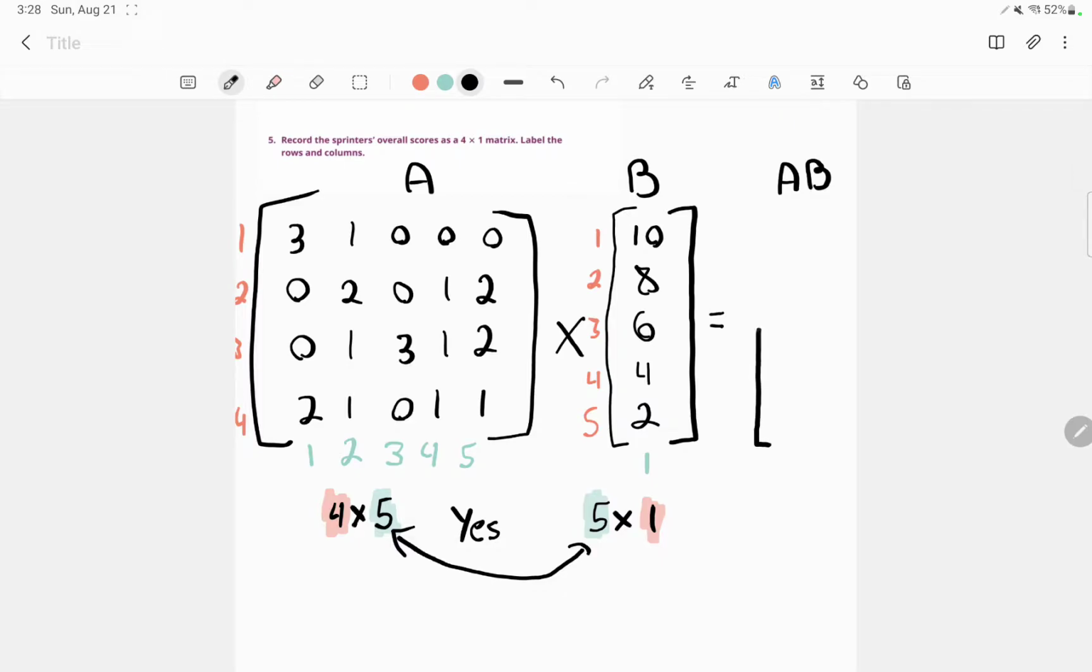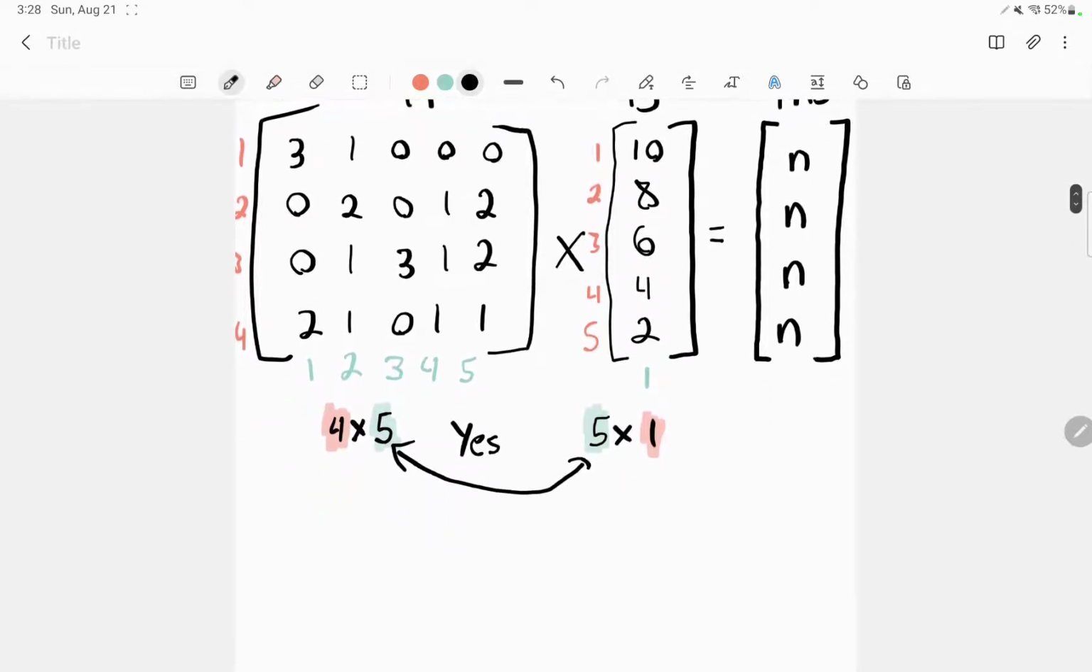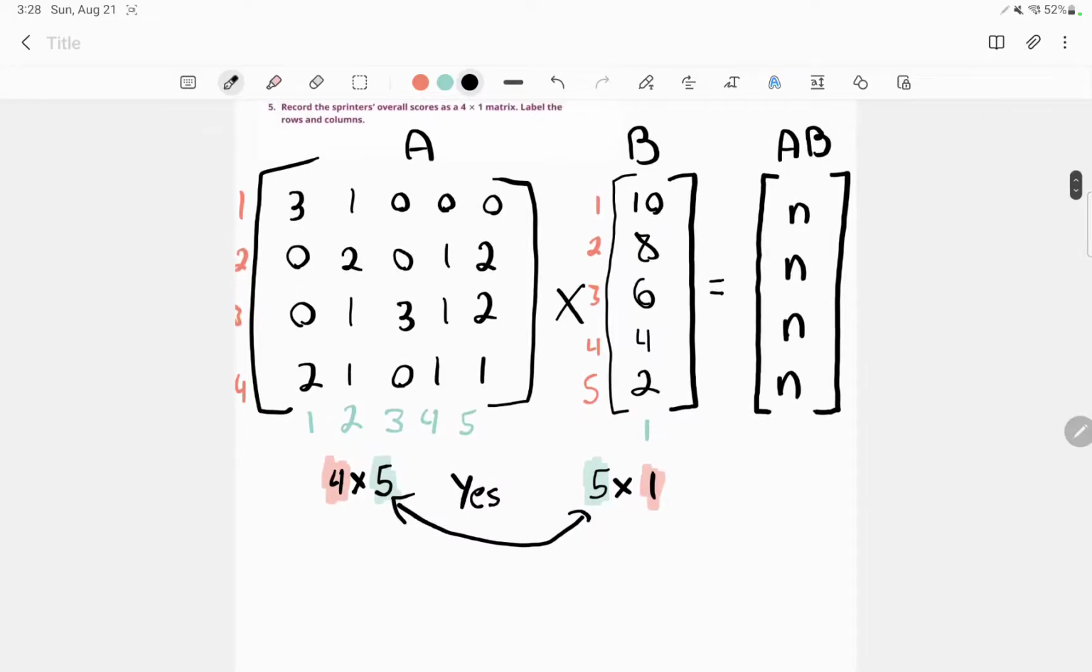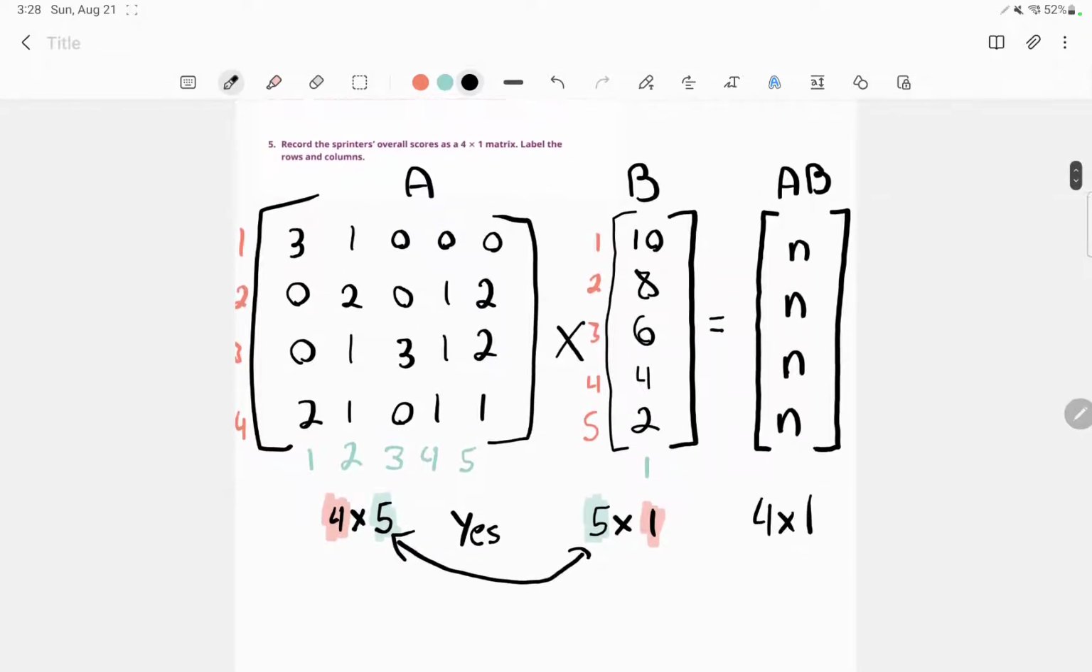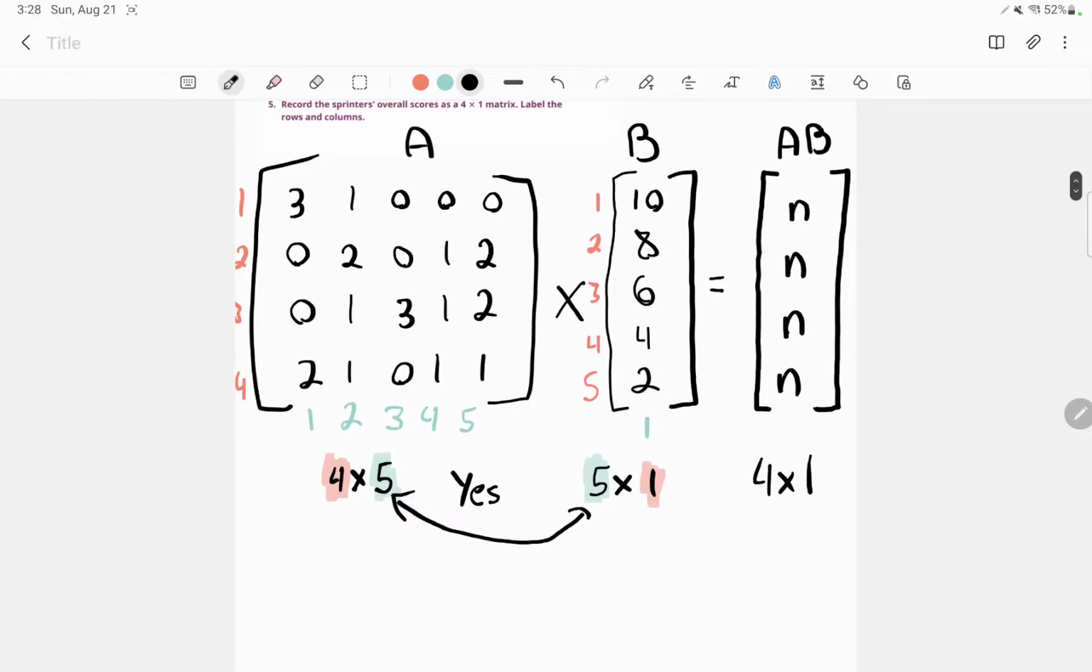So I'm going to go ahead, do my little thing right here, and it's going to be, how many are we going to have? We're going to have 4. So it's going to be N, N, N, and N, right? Because we need to have 4 rows and 1 column. Okay, that's going to be how my answer is going to look.